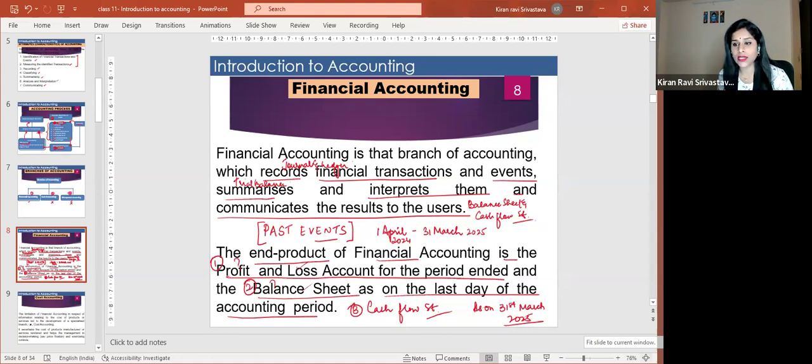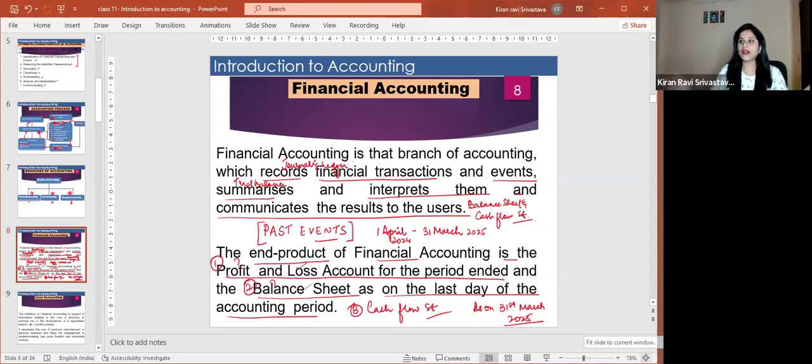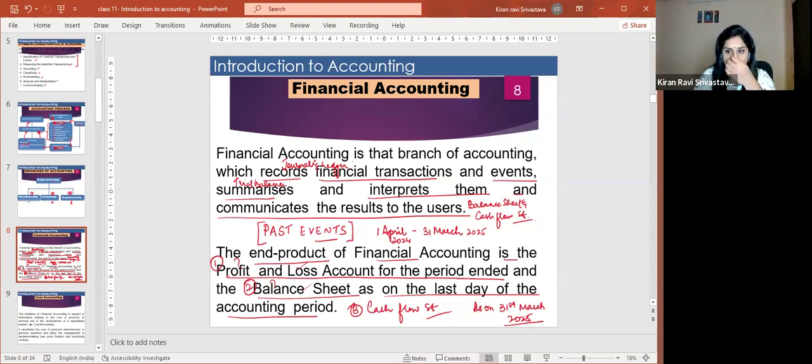What is historical in nature? Something like you have studied history subject, right? What do you see in history subjects? All the events which have occurred, the Harappan civilization, the various wars you would have read about, Mughal wars, all have happened. History is all about what happened in the past. So similarly, financial accounting is just like history. It gives historical data and historical information.